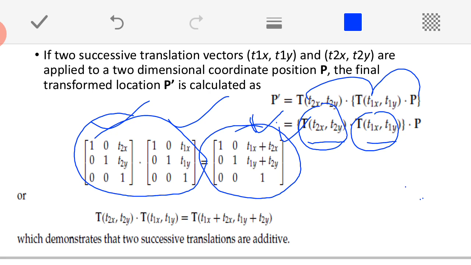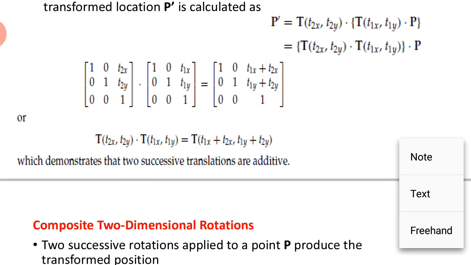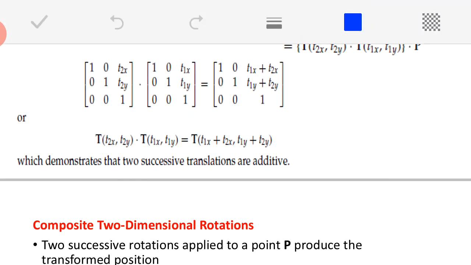So, this is what we are going to prove. Finally, we can say that this demonstrates two successive translations are always additive in nature. See there, additive in nature. So, no need to multiply the translation matrices separately, just add the translation factors first, then finally multiply with that point, and automatically you will get the final translated point.